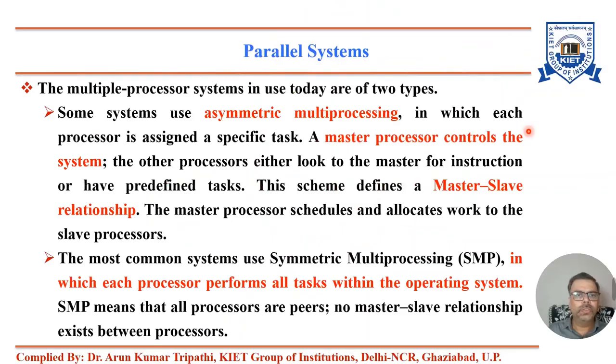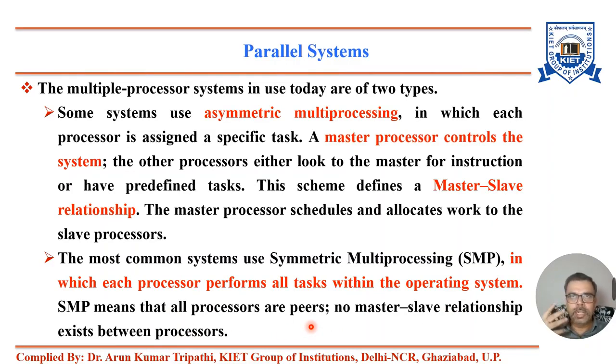While in the case of symmetric multiprocessing, there is no difference between the processors. All processors perform the task simultaneously. For example, here is the definition. The most common system uses symmetric multiprocessing, in which each processor performs all tasks within the operating system. SMP means that all processors are peers; no master-slave relationship exists between the processors.